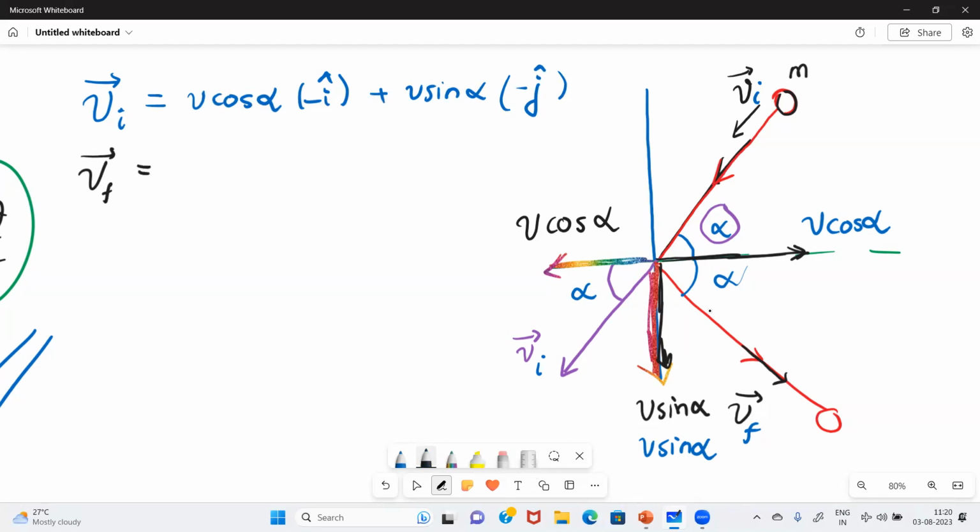Now V final has how many components, guys? V sin alpha and V cos alpha. V cos alpha is along which axis? X-axis. Positive x-axis, negative x-axis? Then plus i cap, minus i cap? Plus i cap. What about V sin alpha? Y-axis or x-axis? Y-axis. Negative y-axis, positive y-axis? Negative y-axis. Minus j cap.